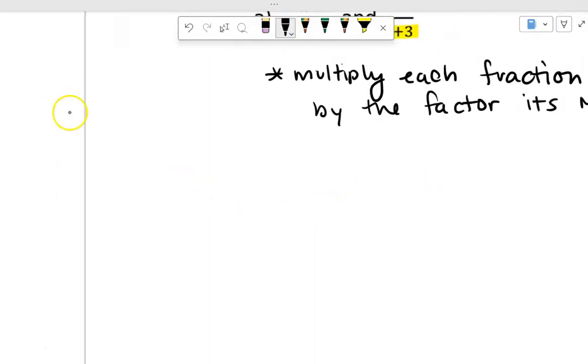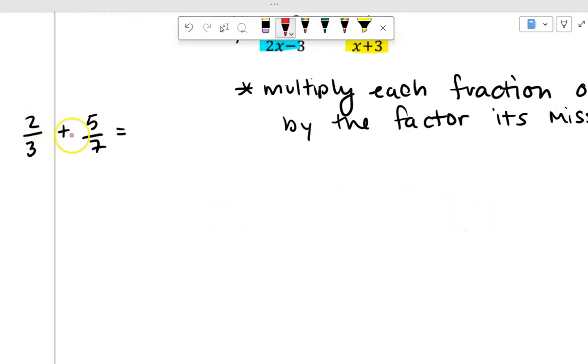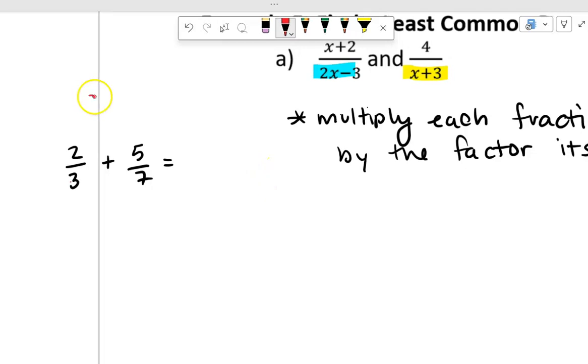Off to the side, a basic example of this would be if you had the fraction 2/3 plus 5/7. If I had this fraction with different denominators, I could not possibly combine it into a common denominator just by adding them together. You have to multiply each fraction by the factor that it is missing to get a least common denominator. You have to ask yourself, what is the lowest number that 3 and 7 both go into? Well, usually that would be just found by multiplying them together, and it's 21 in this case.